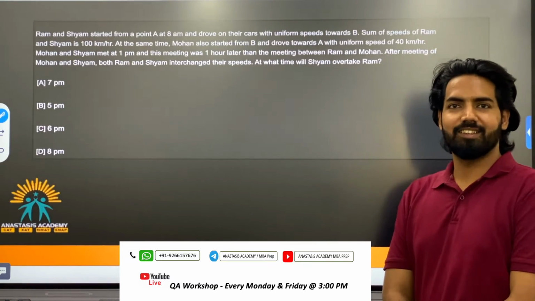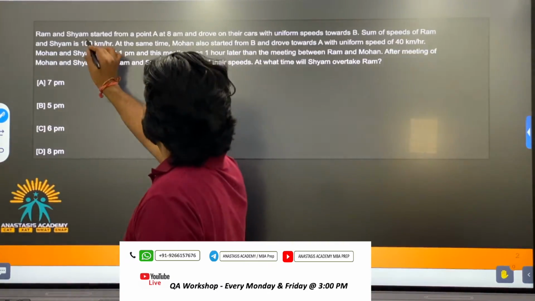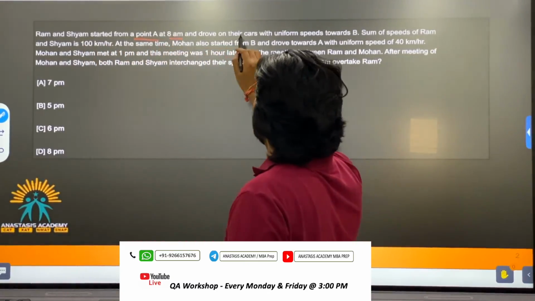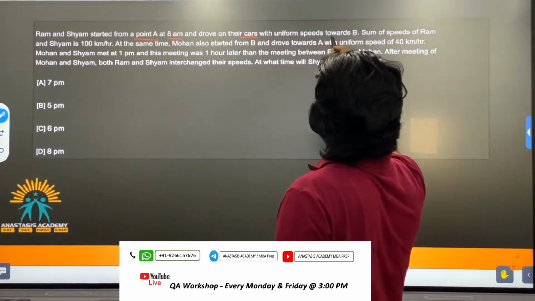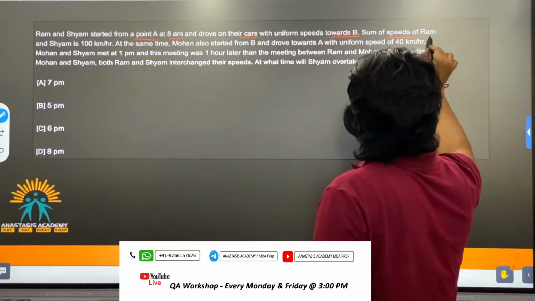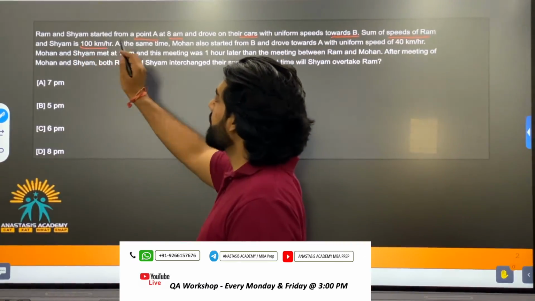Solve this question. Ram and Shyam started from a point A at 8 am and drove on their cars with uniform speeds towards a point B. Sum of speeds of Ram and Shyam is 100 km per hour.